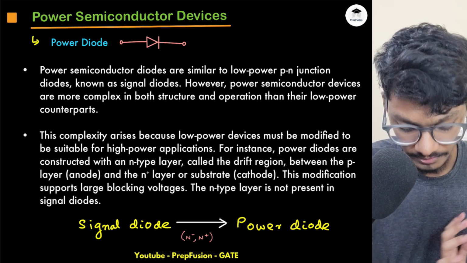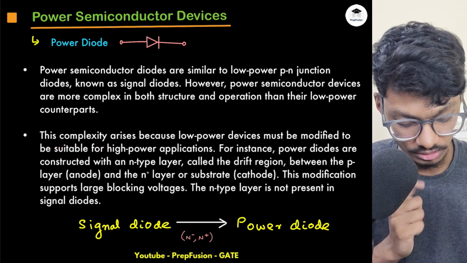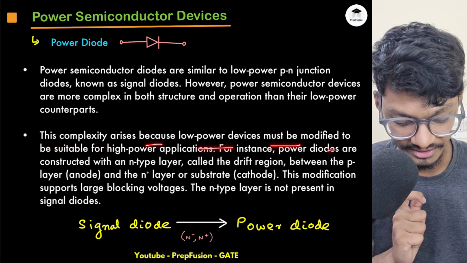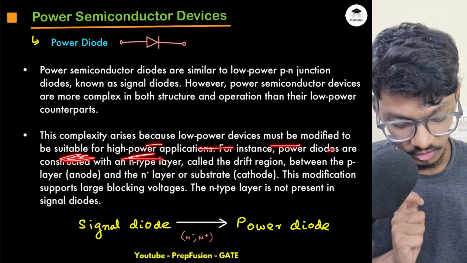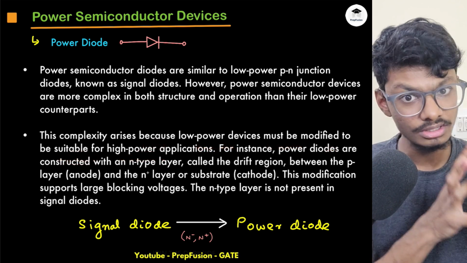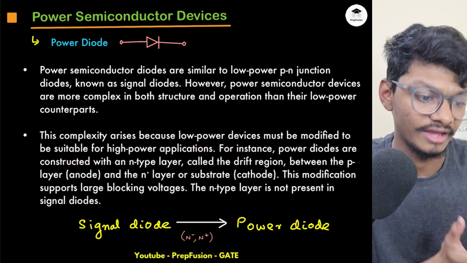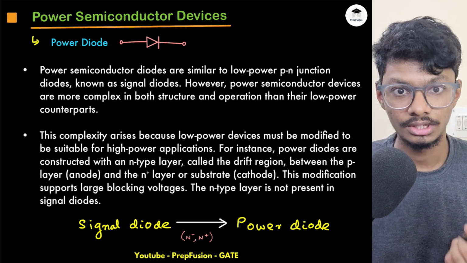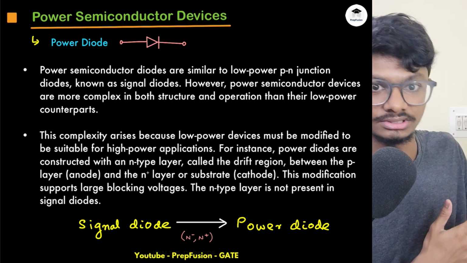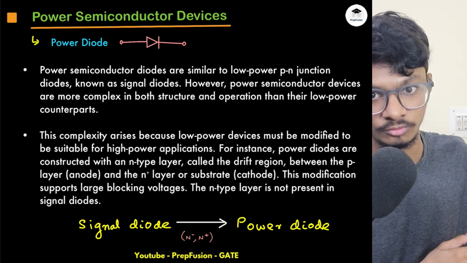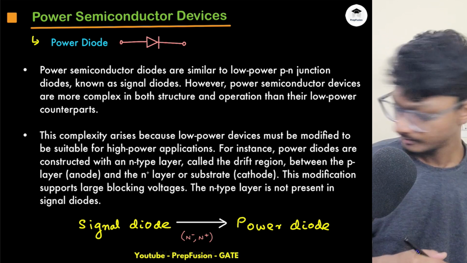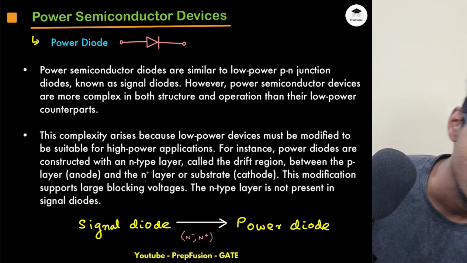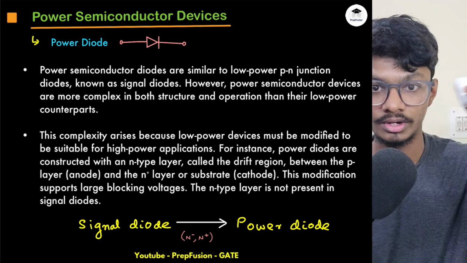We'll understand that slowly. This complexity arises because low power devices must be modified to be suitable for high power applications. In analog electronics, we mainly work with 5 volts, 10 volts, or 20 volts, or at max, let's say 50 volts. But in power electronics, a device such as a charger has to work at 230 volts.